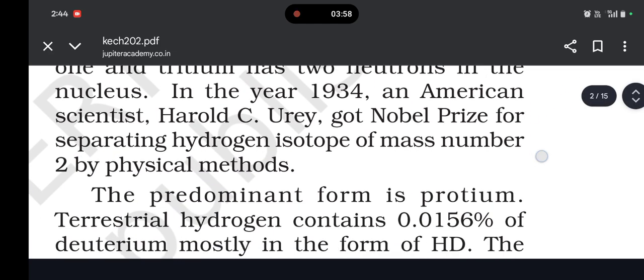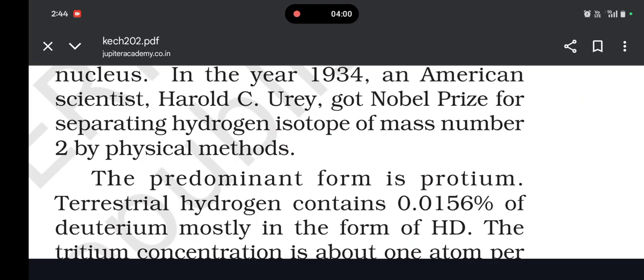In the year 1934, an American scientist, Harold C. Urey, got Nobel Prize for separating hydrogen isotope of mass number 2 by physical method. The predominant form is protium. Terrestrial hydrogen consists of 0.0156% of deuterium, mostly in the form of HD. The tritium concentration is about 1 atom per 10^18 atoms of protium. Of these isotopes, only tritium is radioactive and emits low energy beta particles, with half-life 12.33 years.